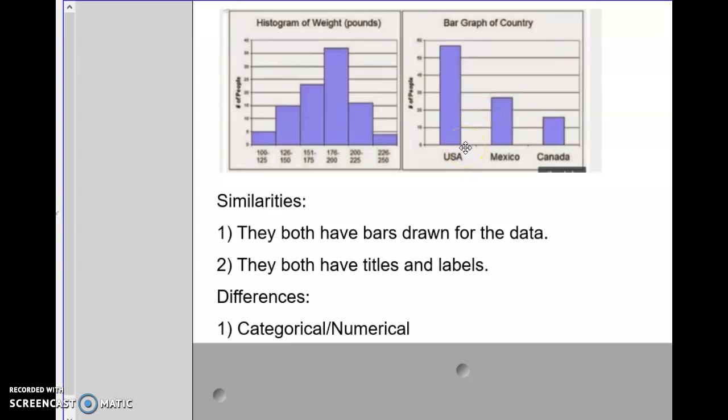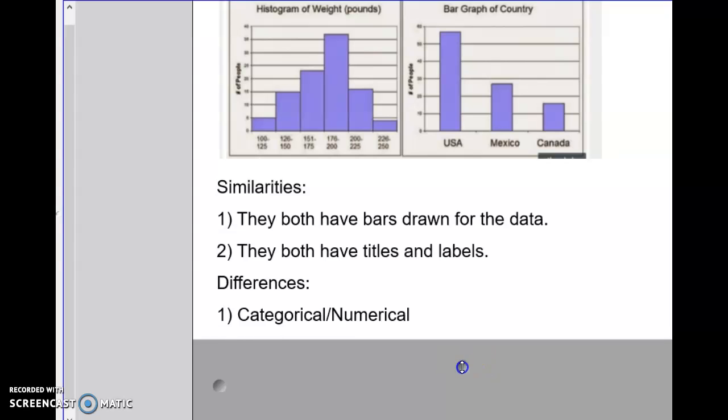For a histogram, you will not see any categorical data. You will see numbers on both the horizontal axis, that's this axis, and the vertical axis. So histograms display only numerical data.